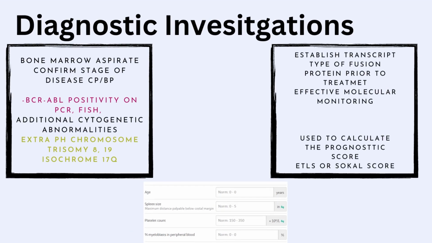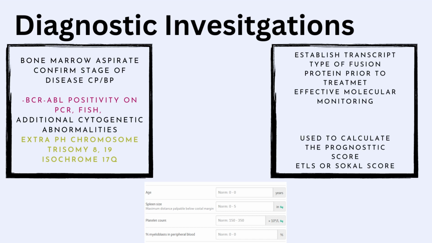At diagnosis, the bone marrow aspirate should be performed to fulfill karyotype analysis to confirm the phase of the disease, and it's also important to establish the fusion type of the BCR-ABL protein and specifically work out the molecular transcript type of the protein so it can be used to monitor response to treatment.